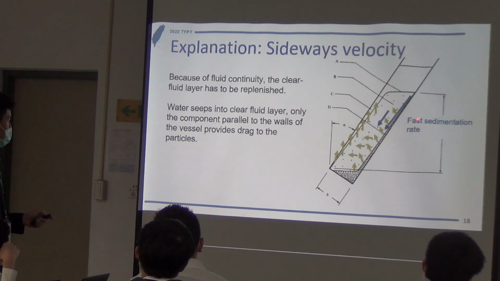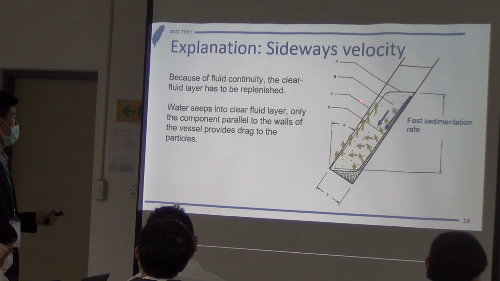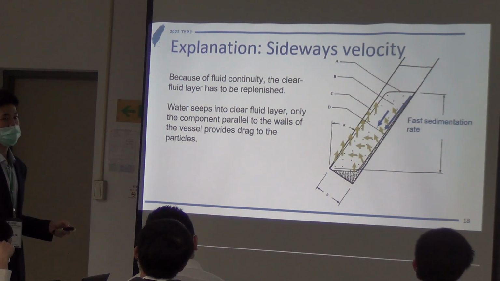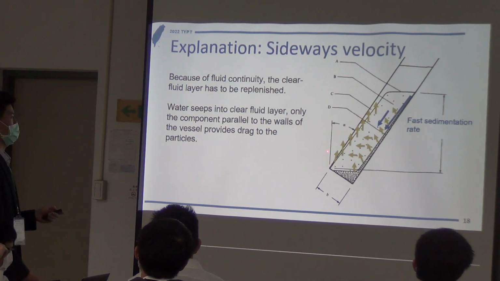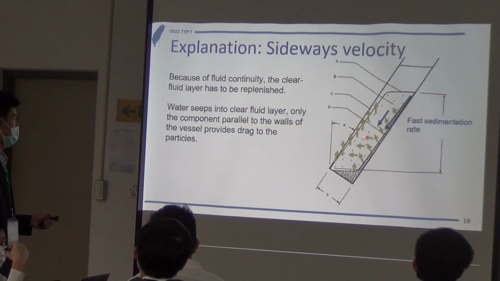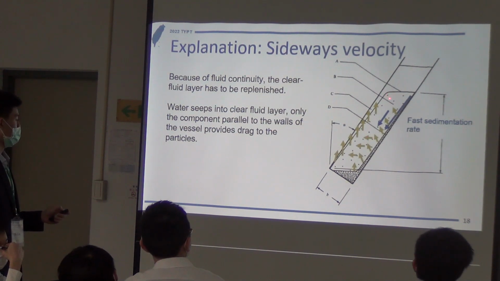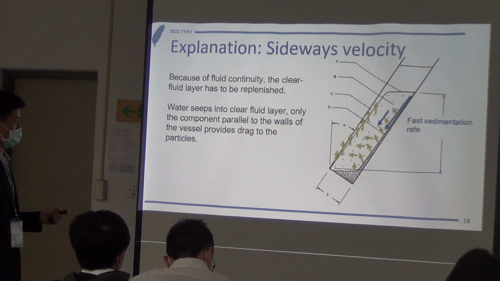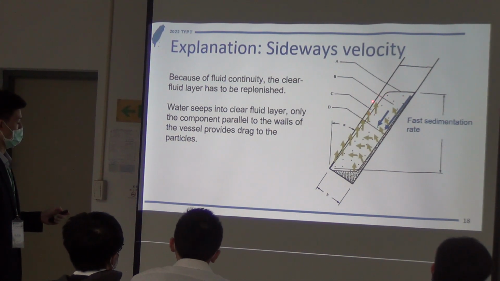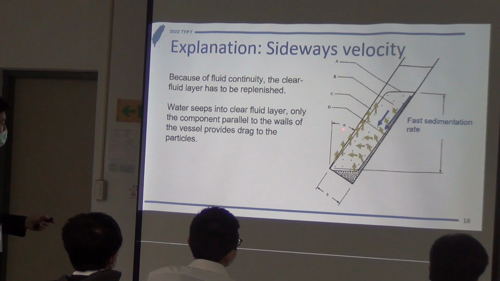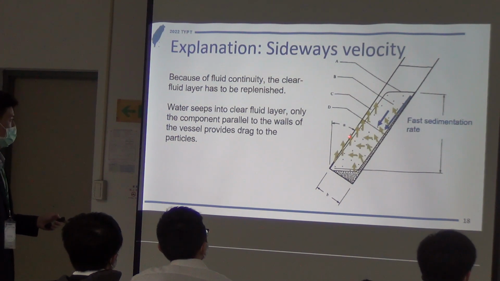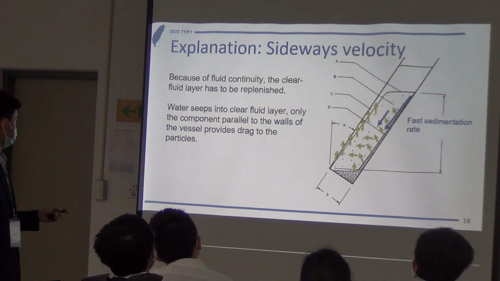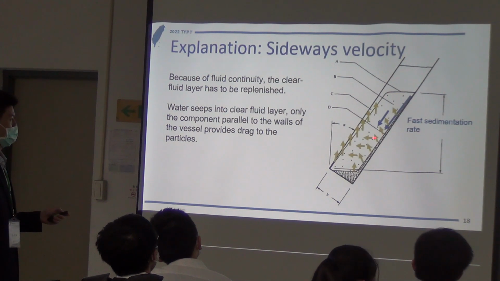And for sideways velocity, when the particles settle, an equal volume of water has to rise up to fill up their spaces. And in the initial state of settling, the particles fall vertically for a small distance, creating a clear fluid layer. Water then seeps into this clear fluid layer sideways. And this drags the particles sideways too.